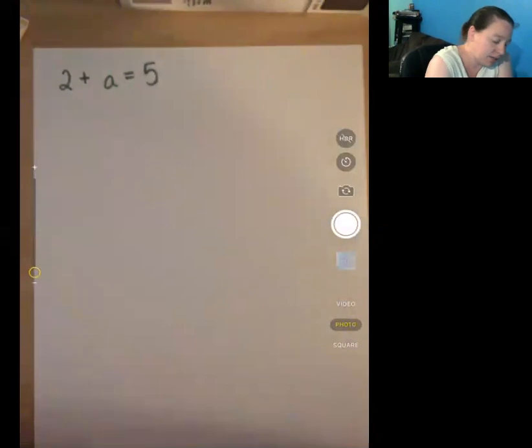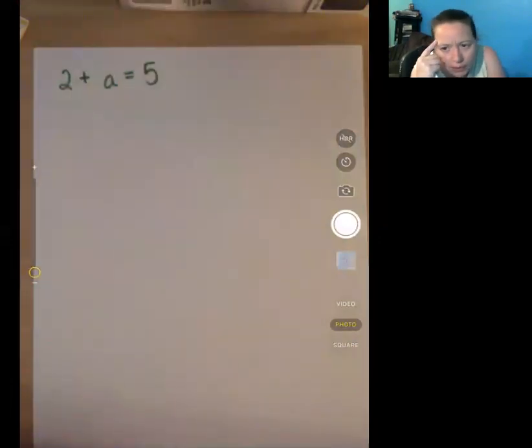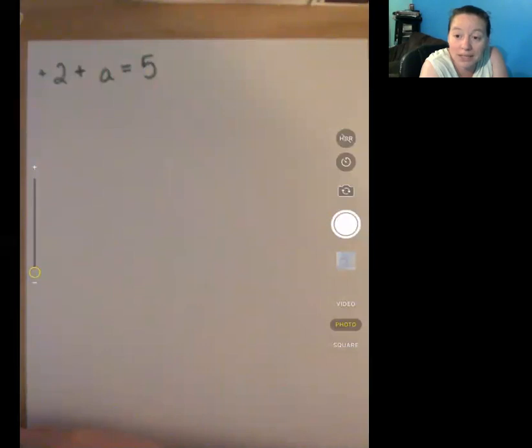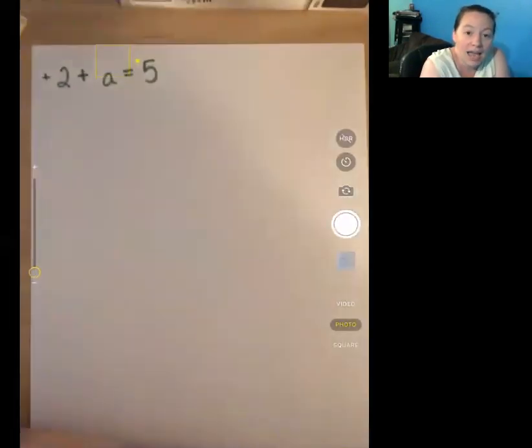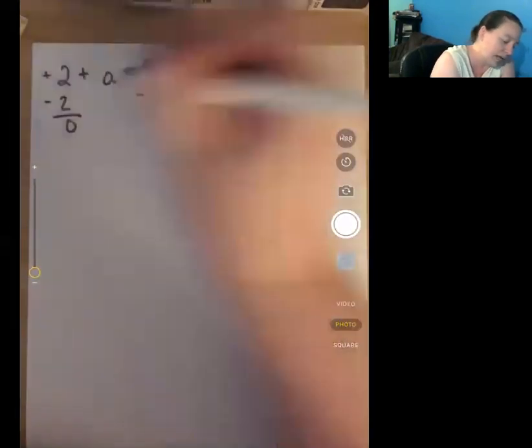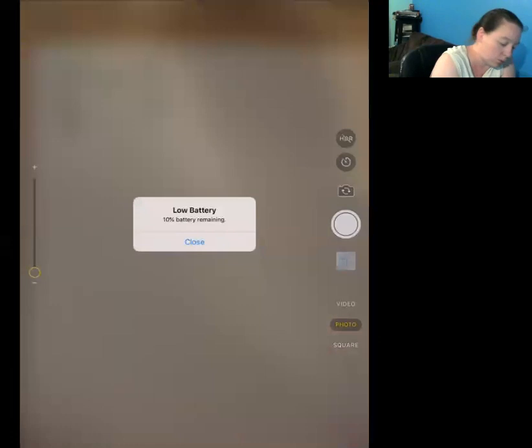Now, I can't see what's in front of the 2 because there's nothing in front of the 2. Do you remember what sign should be there? When I don't show a sign, what sign is supposed to be there? It's an invisible plus sign. So we have an invisible plus sign there. And that tells us what the opposite is. How can we get rid of that 2? Well, what's the opposite of plus? Minus. So I have to minus the 2 from both sides. Because 2 minus 2 is 0. And 5 minus 2 is 3.